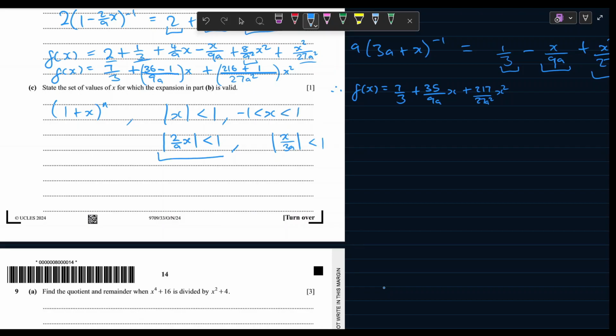So that means we can rewrite this as, this is 2 over ax, and this should be between -1 and 1. So we can multiply through by a over 2, so that we've got -a over 2 is less than x, which is less than a over 2. And then if we do the same here, that is essentially x over 3a is between -1 and 1. So if we multiply through by 3a, that's -3a is less than x, which is less than 3a.